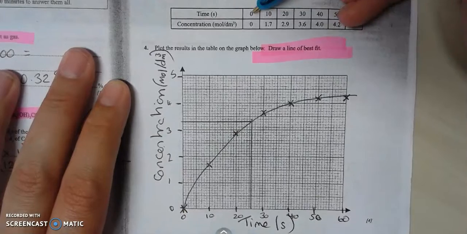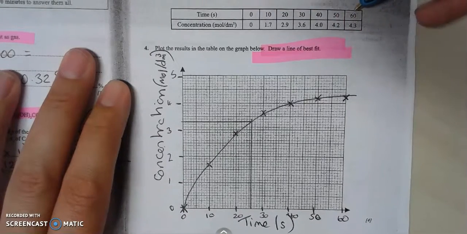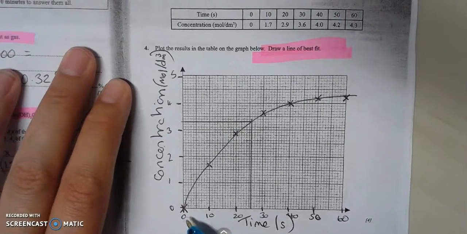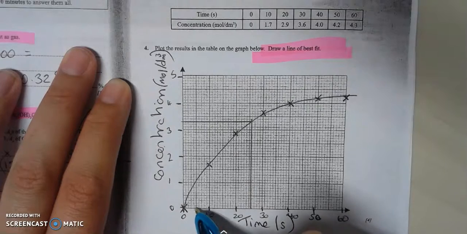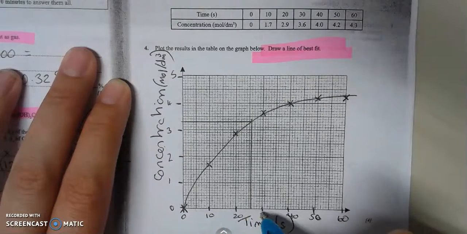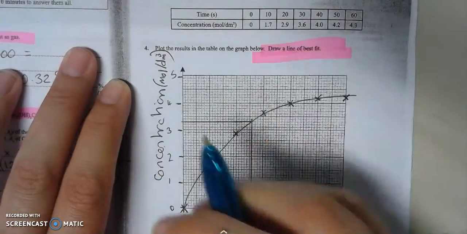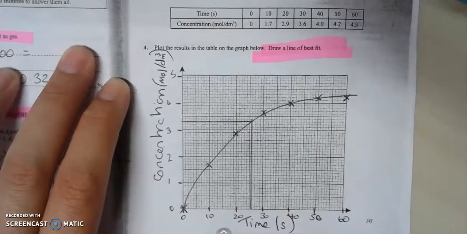Now I've got to get from 0 all the way up to 60. So I always check first of all before I write any numbers. So 0, 10, 20, yep, that will fit. I can get 60 on there. You don't want to be doing 10, 20, 30, 40, 50, 60 and only using half the graph paper. You want to use as much as you possibly can.